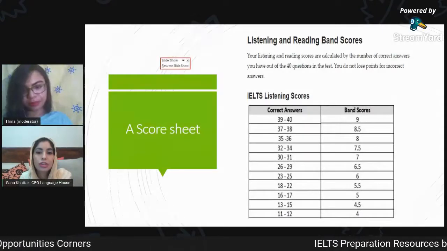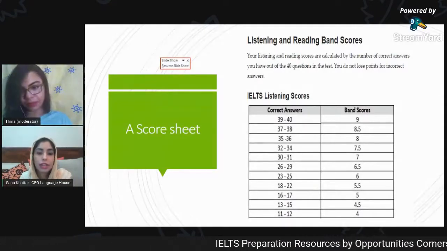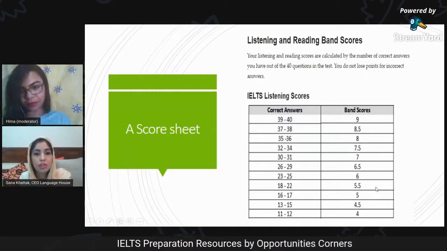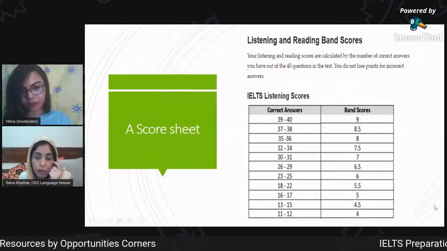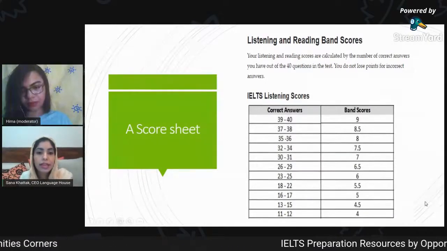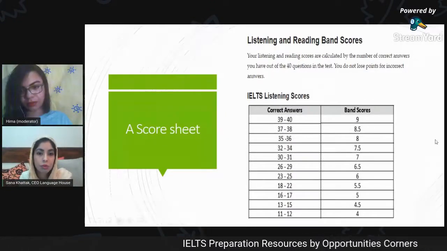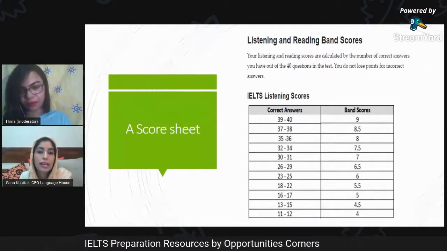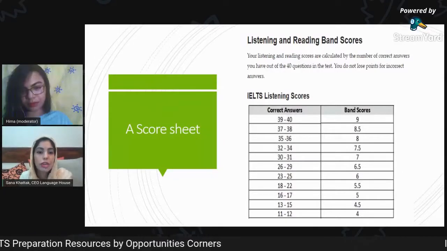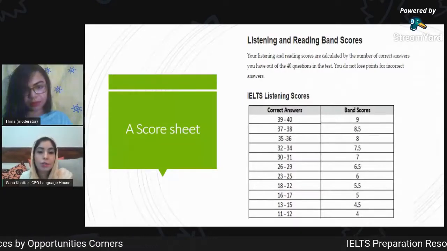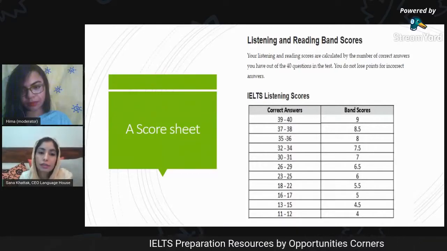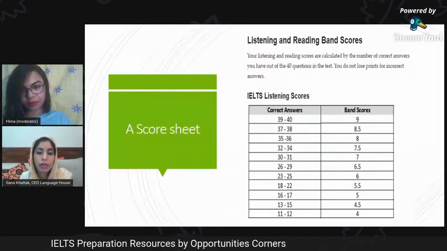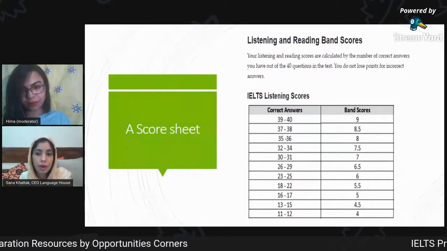Here is a score sheet. It's available everywhere on the internet. You just need to type score sheet for listening, IELTS listening, and you'll find this one. So here you can see that if you have 30 correct answers in your listening module, it means you are on band 7, right? So in this way, it depends upon how many correct answers you get. If you only had 11 or 12 correct answers out of 40, it means you are on band 4, right?